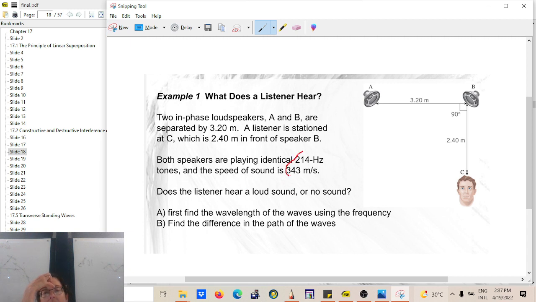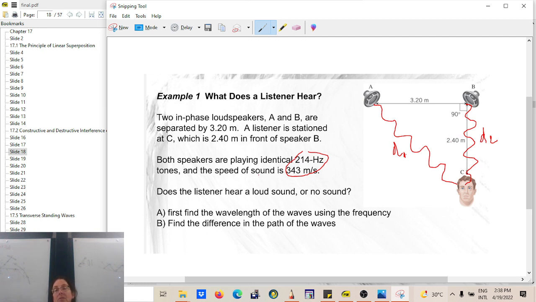So both speakers are emitting the same sound, right? So you have one wave coming from here and one wave coming from there. And we don't know if it's constructive or destructive. So we need to find the distance D1, that will be this distance here, and D2. If the difference is one wavelength, two wavelengths, three wavelengths, four wavelengths, it's constructive and it's going to be hurting your ears. If the difference between the paths will be half of a wavelength, 1.5 of a wavelength, 2.5 of a wavelength, 3.5 of a wavelength, then it's going to be destructive.